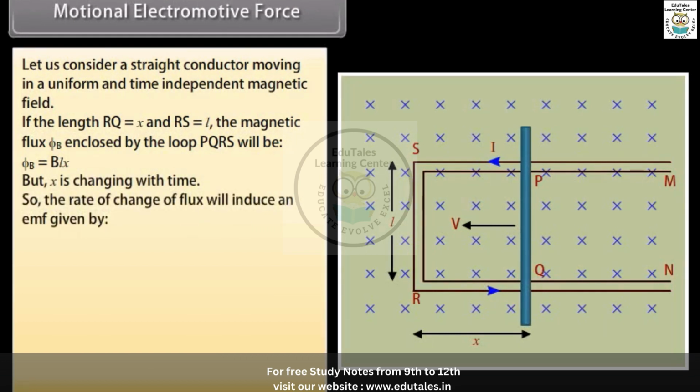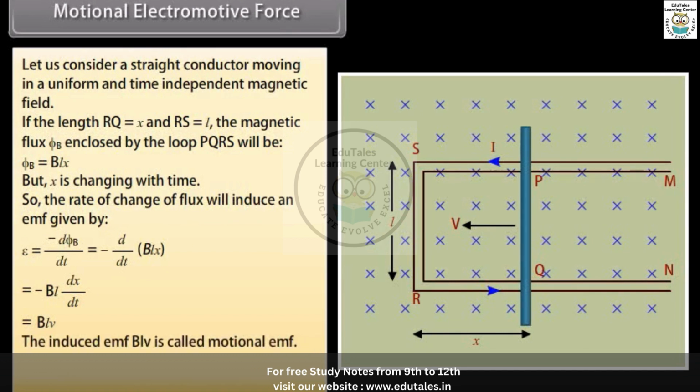So the rate of change of flux will induce an EMF given by minus the differentiation of BLx with respect to time, which is equal to BLv. The induced EMF BLv is called motional EMF. So we can produce induced EMF by moving a conductor inside a uniform magnetic field.